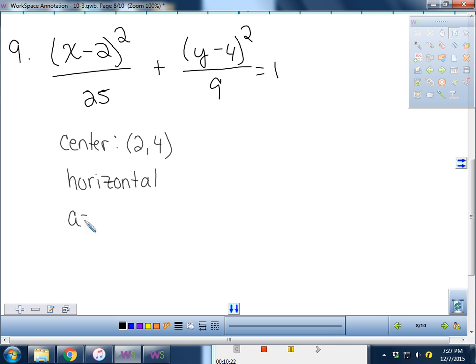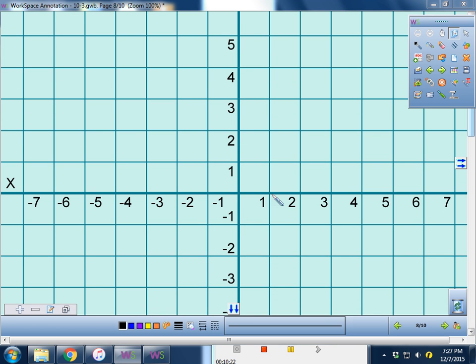A is the square root of the bigger number, so the square root of 25 is 5. Since it's under the x, that means we move left 5 and right 5. B is the square root of the smaller number, the square root of 9, which is 3. Since it's under the y, that means we move up 3 and down 3. So we'll start with our center. Again, I'm going to count by 2s. So I'd have 2, comma, 2, 4. From the center, we will move left 5 and right 5, so 2, 4, 5, left 5, 2, 4, 5, and then we move up and down 3, so 2, 3, and 2, 3.